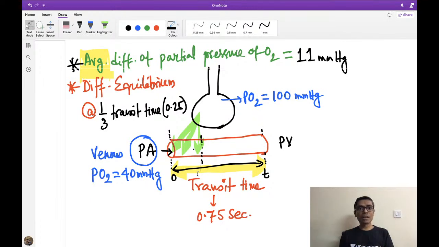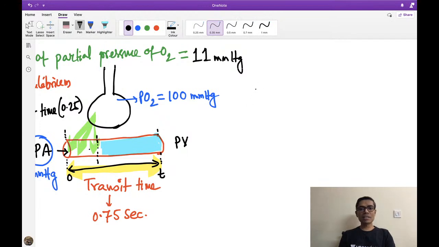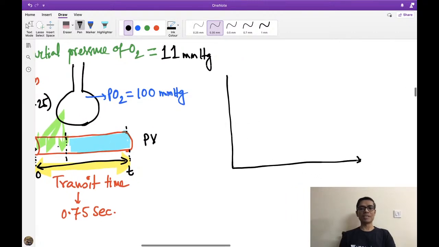When the blood or the RBC has traveled only 1/3 of the pulmonary capillary, in the rest of the time there will be no diffusion at all. So this is a reserve portion, there is no diffusion at all. Now I want to plot this diffusion of oxygen with the help of a curve. Now it will become very simplified.